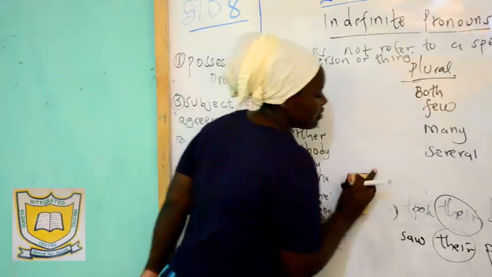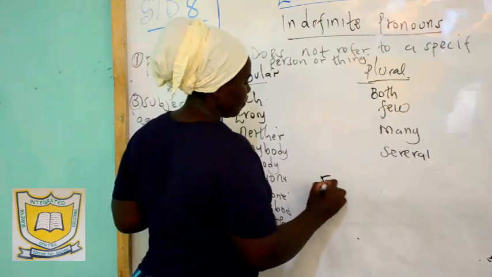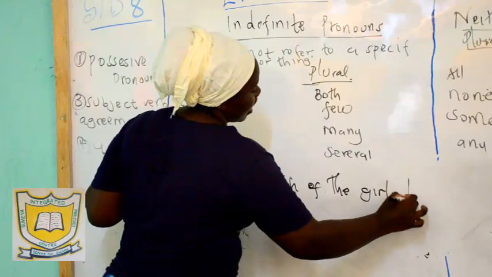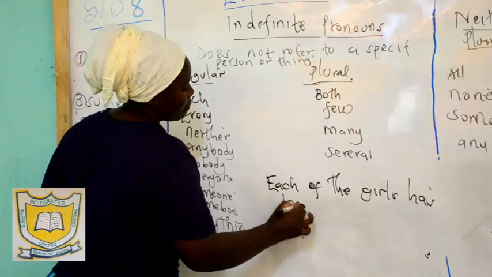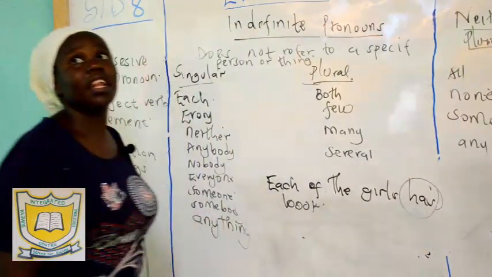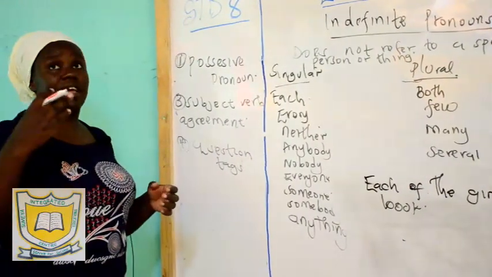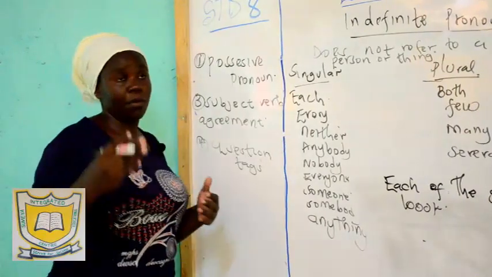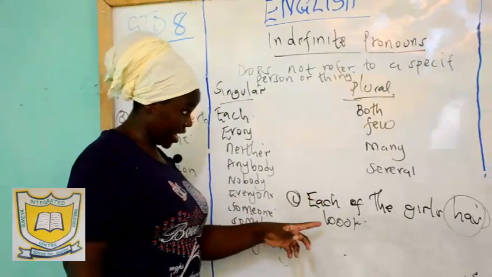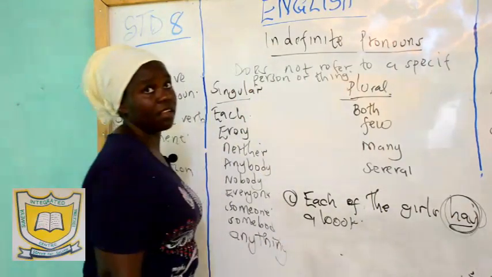Example in a sentence, you say, each of the girls has a book. That is what? A singular helping verb. When talking about subject-verb agreement, we say the verb in a sentence must agree with the noun so that the sentence can be sensible. So you are going to say each of the girls has a book.